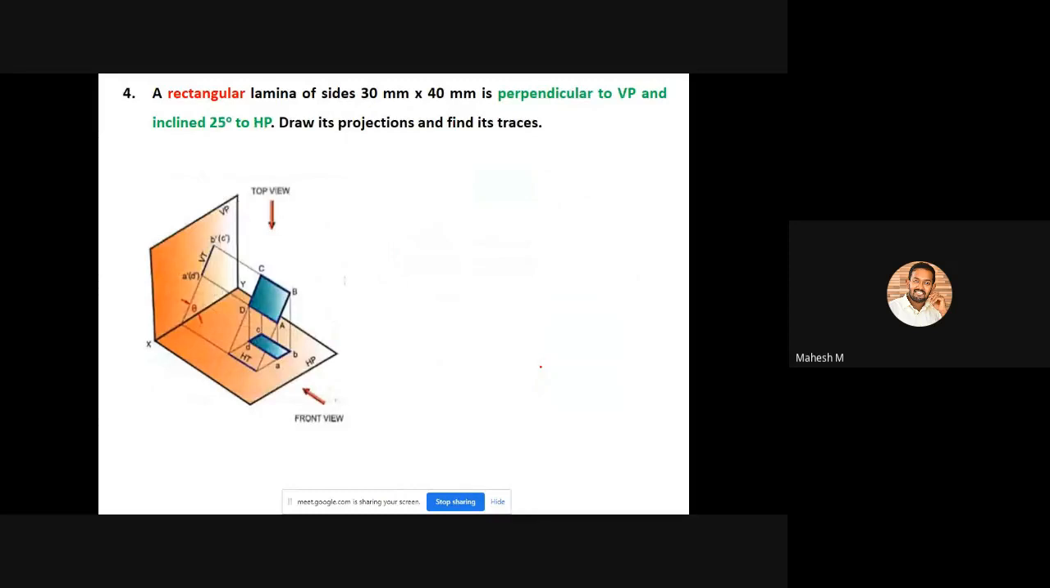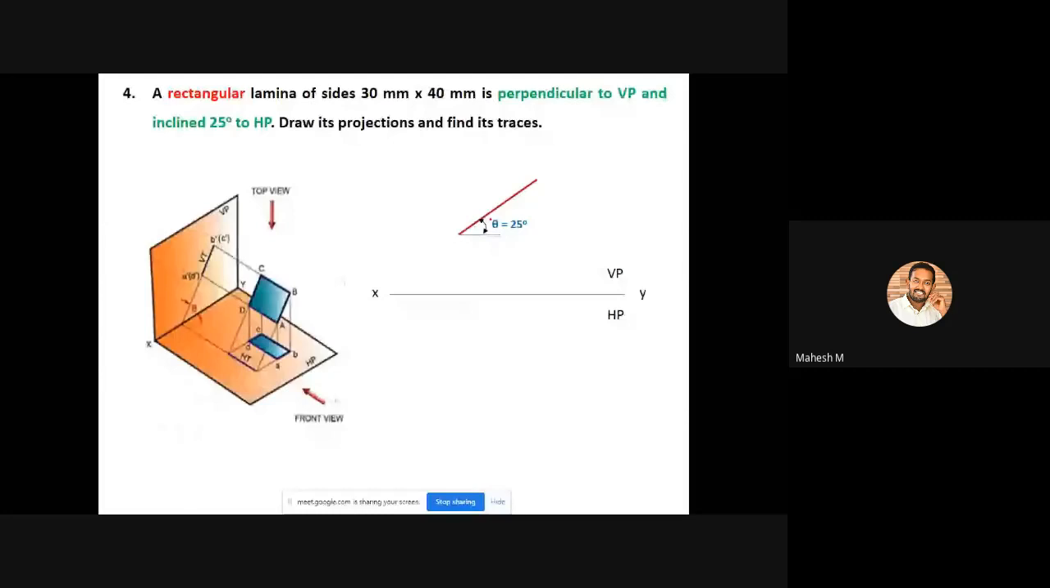Okay, so the next condition is directly opposite to the third problem. Here it is perpendicular to VP and inclined 25 degree to HP. The length and breadth are similar. So you can create a horizontal line with the name of X and Y, and you can create an inclined line of 25 degree to HP. You can mark the 25 degree as theta. So the length of the inclined line should be 30 mm.